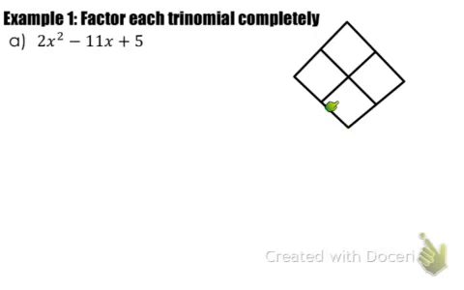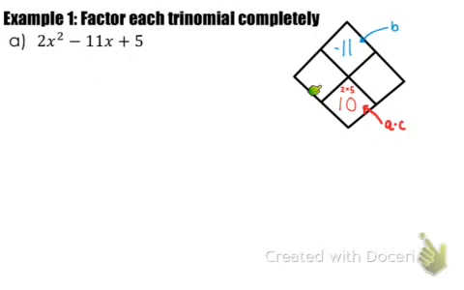In the bottom of the diamond will be our A times our C. Our A term is 2, and our C term is 5. We multiply those two terms and get our bottom number, which is 10. In the top of the diamond will be our B term, which is negative 11.